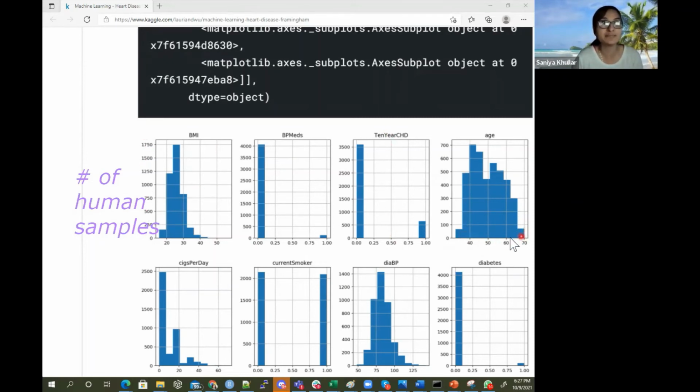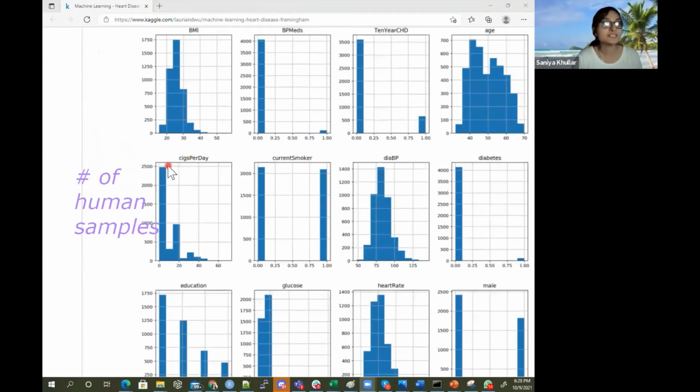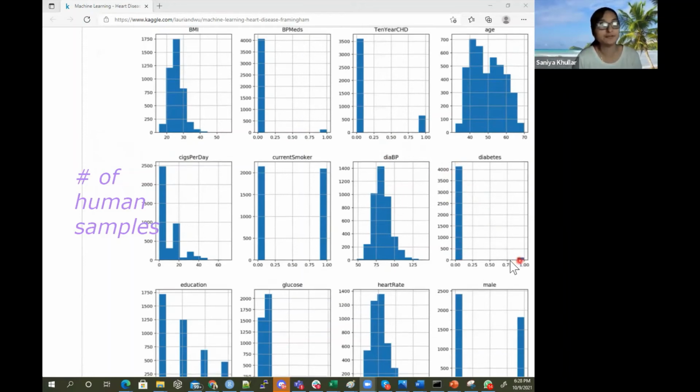And then you can see the age buckets here. You can see the age tends to be really concentrated in the 40s to 50s. You can see that a lot of people did not have 10-year coronary heart disease risk. Few of them had it, a little bit over 500. So this is what I mean by exploratory data analysis. You can also see cigarettes per day. It seems like a lot of people were non-smokers, but some people were smoking. And current smokers and non-smokers as well. Blood pressure. We have a lot of people who don't have diabetes and few that do.